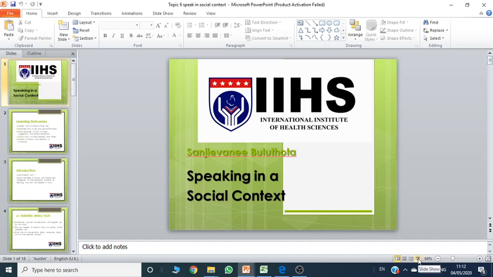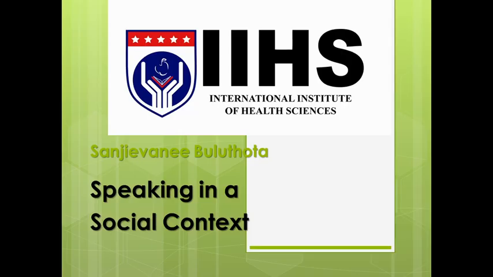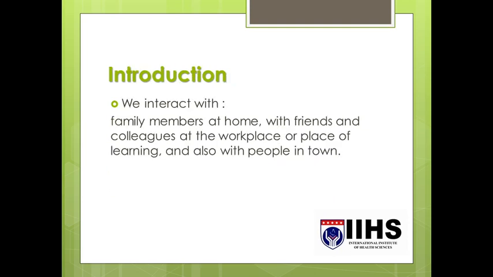Topic 6 deals with speaking in a social context. What is a social context? When we interact with family members at home, with friends and colleagues at the workplace or place of learning, and also with people in town, we conduct speech in social context.